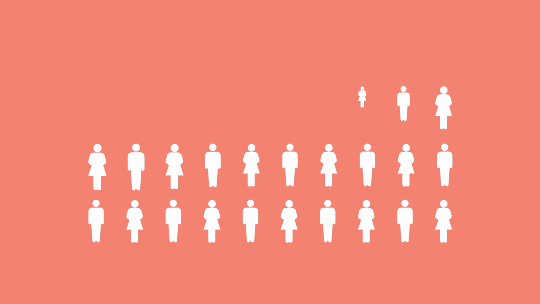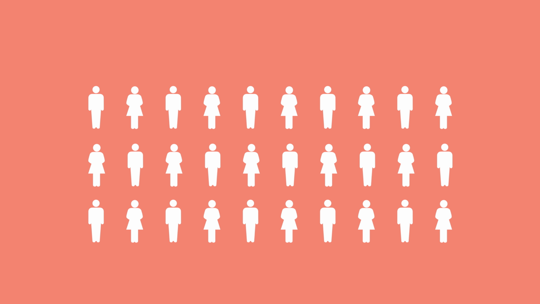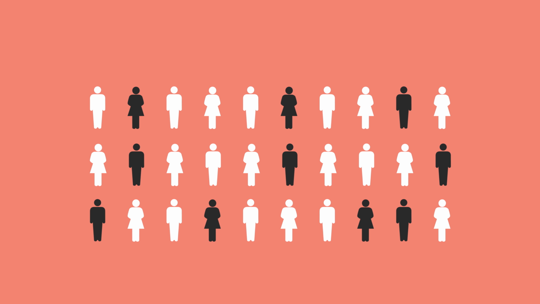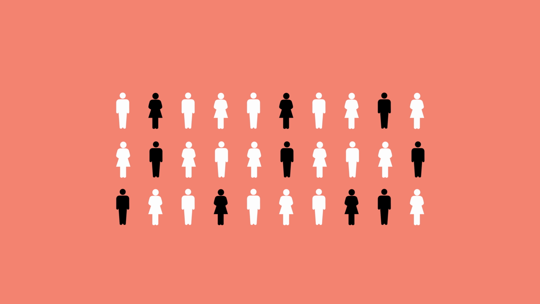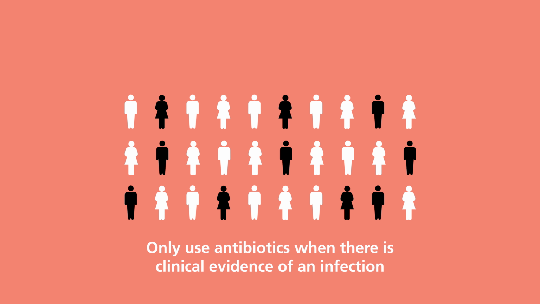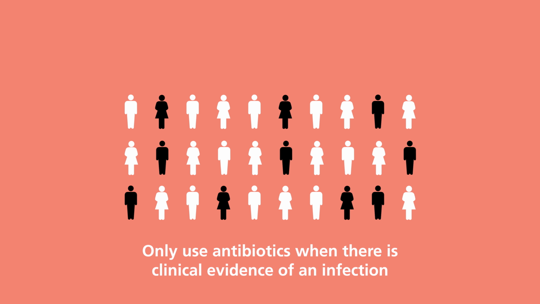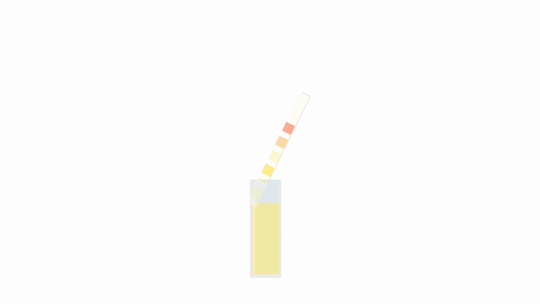In fact, many older people treated with antibiotics for asymptomatic bacteriuria will suffer some type of side effect. So it is important to only use antibiotics when there is clinical evidence of an infection, rather than using the urine dipstick result to guide decision-making.